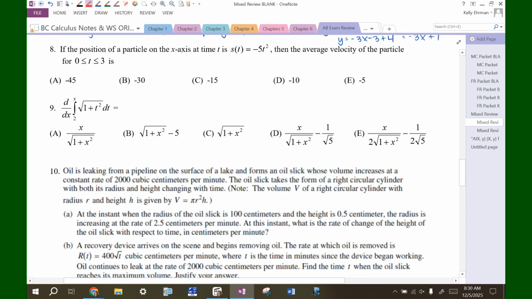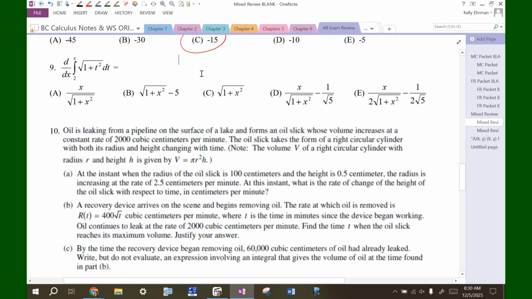If the position of a particle on the x-axis at time t is this, then the average velocity of the particle on 0 to 3 is, so we have position, average velocity, a rock, is s of 3 minus s of 0 over 3 minus 0. S of 3 is -5 times 9, so -45 minus 0 over 3 is -15. Not bad.